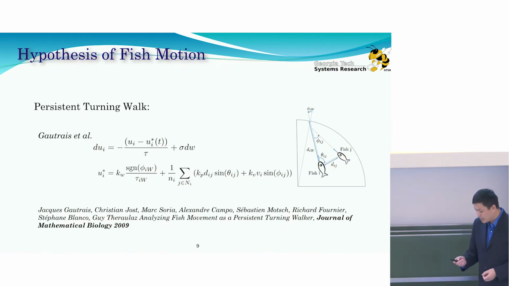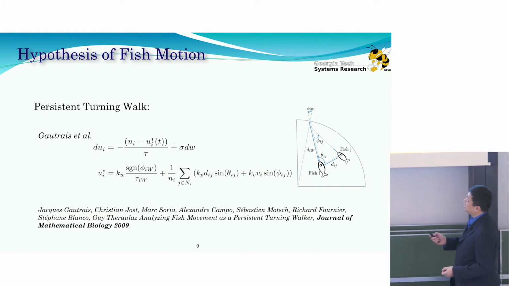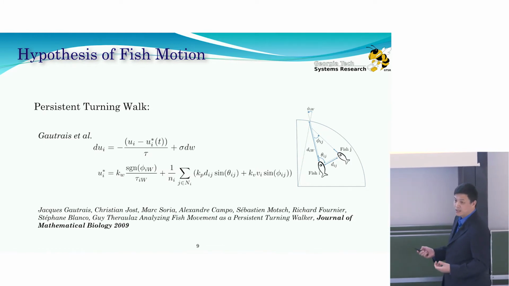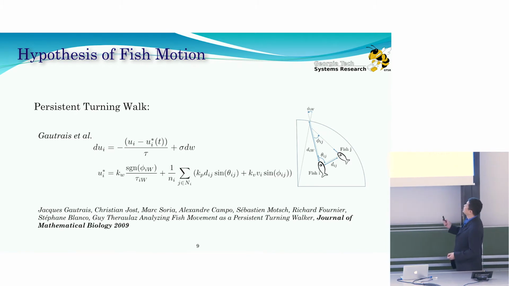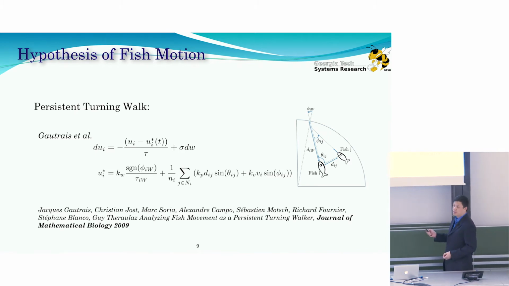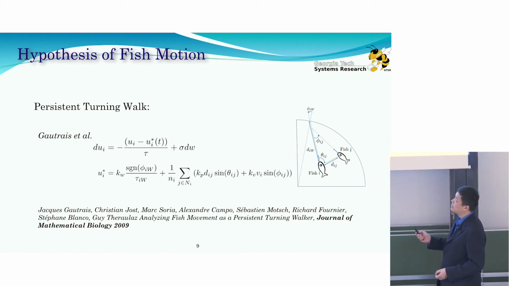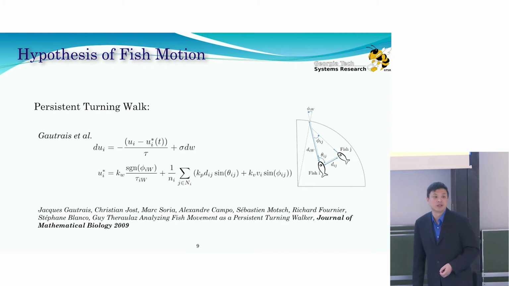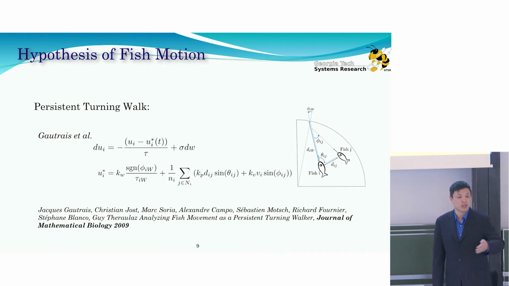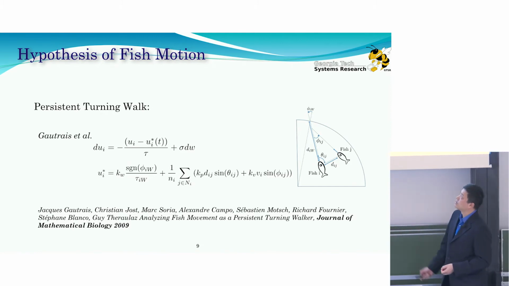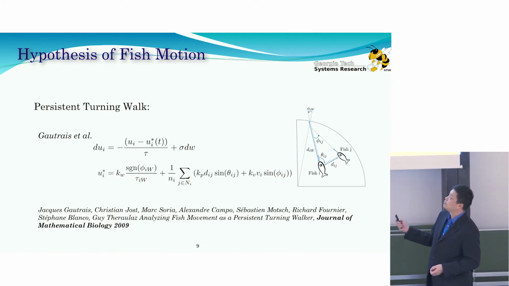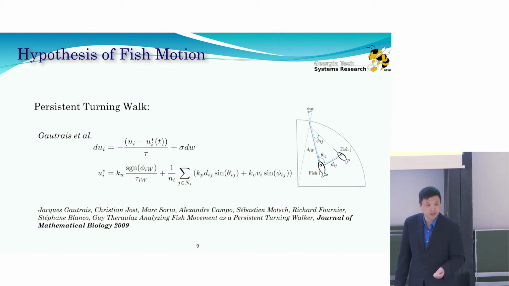Here we're inspired by Gautier's work on the persistent turning walk model. I guess a lot of people here know this model. It models the motion of the fish as a stochastic differential equation driven by this white noise dW here, and this u is the steering control of the fish. It determines which direction the fish is going. I don't want to go into the details of this equation. The question would be, what kind of random walk will this model actually introduce?